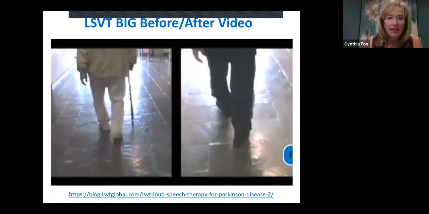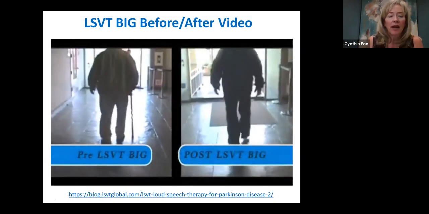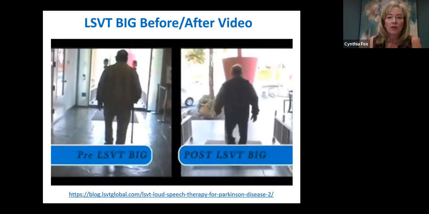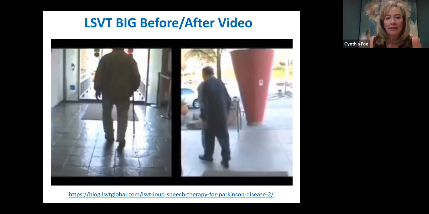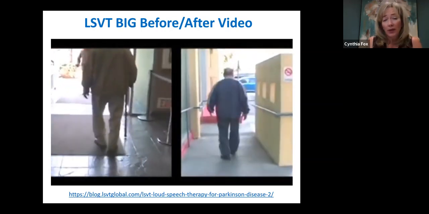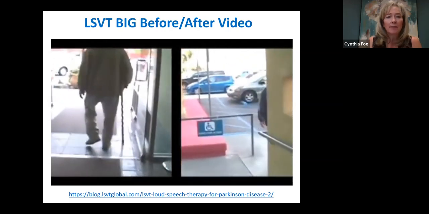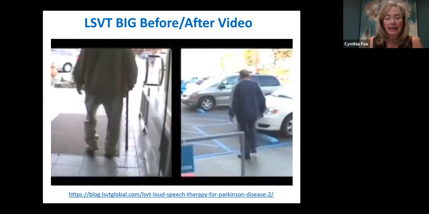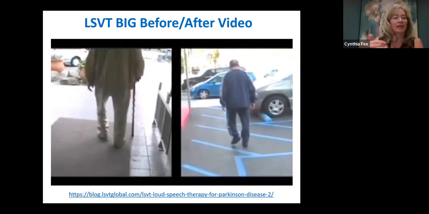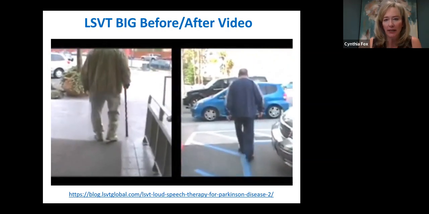On the left-hand side of the screen, what you see is him walking out of the treatment room after the first day of therapy, and then on the right side of the screen, walking out after the last day of therapy. What you can see on the left-hand side are some pretty classic Parkinson gait symptoms. Smaller steps, he was using a cane, he had a little bit of hesitation freezing at that doorway and not much arm swing.